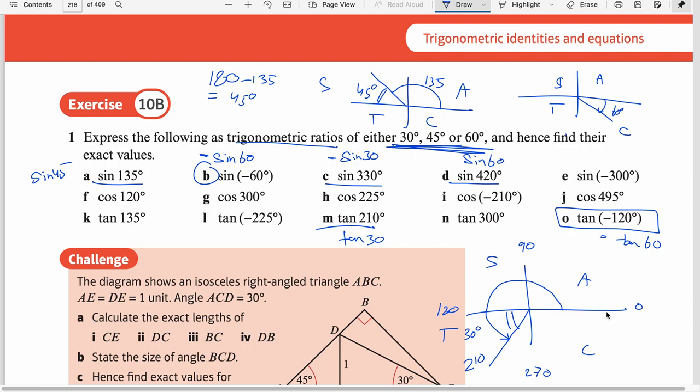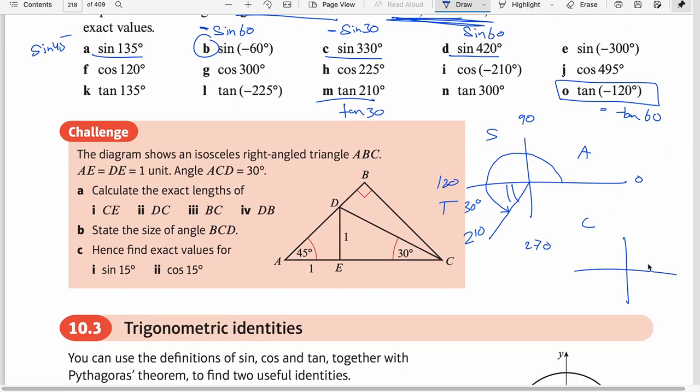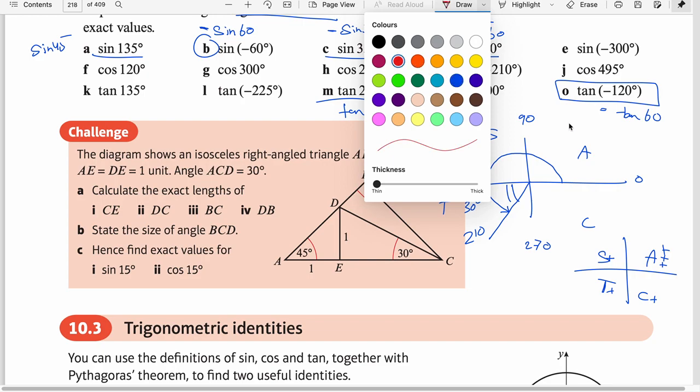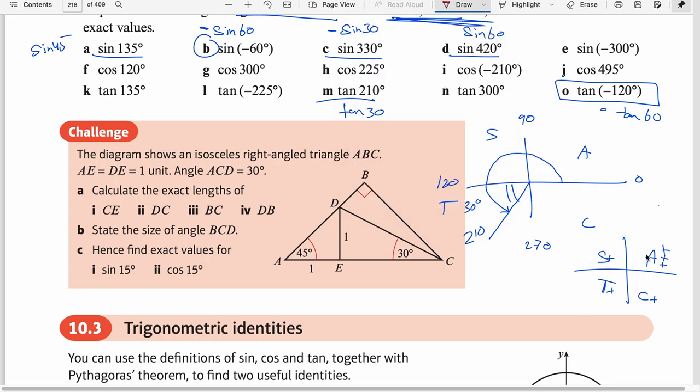You always check with this, add sugar to coffee. For tan, second and third are negative. For sine, third and fourth are negative. For cos, second and third are negative. Where we write S, there sine is positive. Where we write T, tan is positive. Where we write C, cos is positive. And in the first quadrant, all three are positive. In the second quadrant, sine is positive and the remaining two are negative. In the third quadrant, tan is positive and the remaining two are negative.